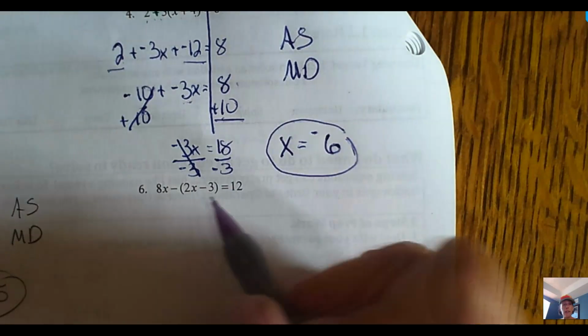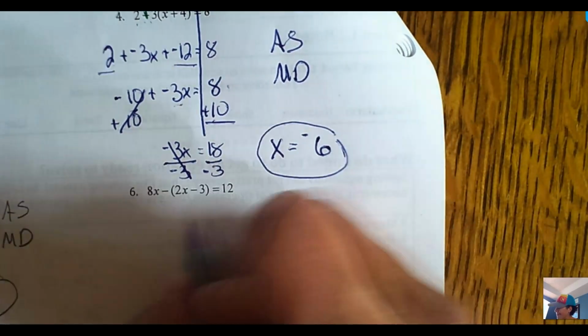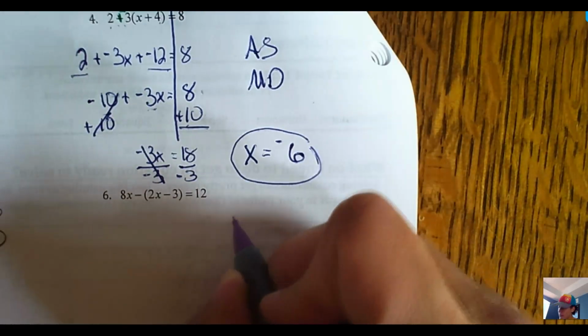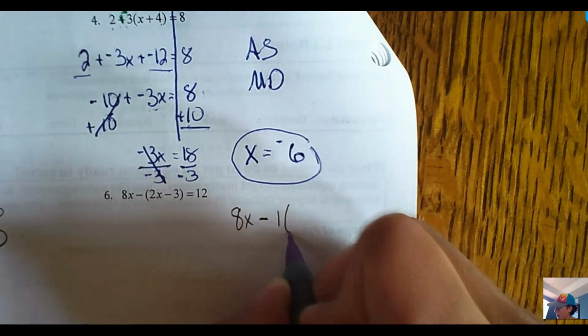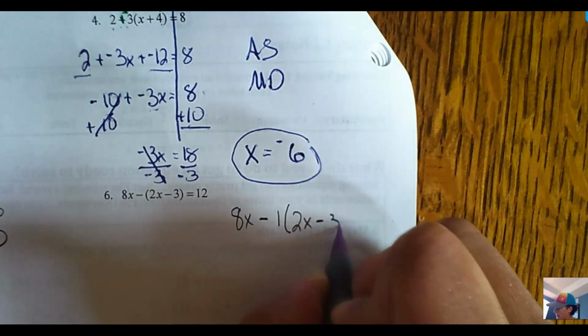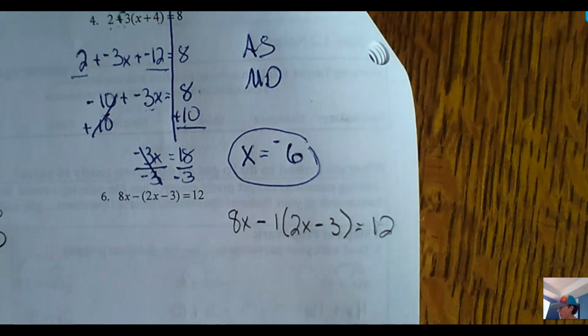So first, I do see parentheses. So, if that looks a little weird, you could always put a 1 in front of those parentheses. It's kind of there, but they never write it, so that's up to you. Let's try not to look at it that way.